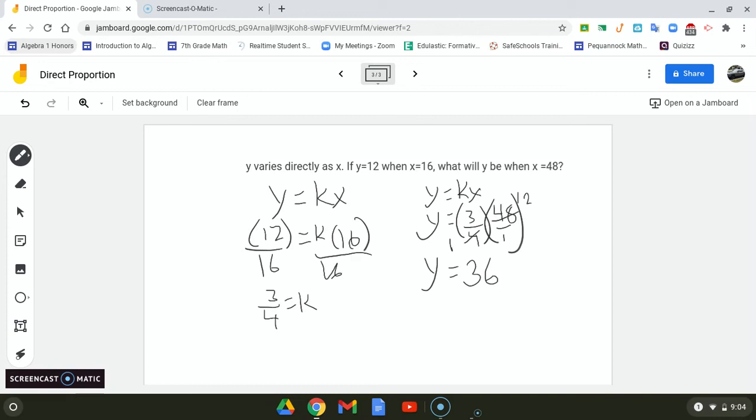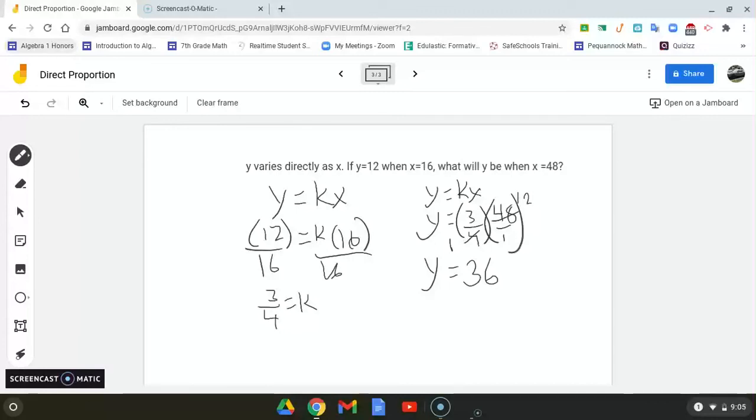So just like that, we're able to do these direct proportion problems because they are proportional. All of these numbers are going to make sense. It's going to be reasonable. Once you find k, you're going to know whether y is going to be bigger than x, or y is going to be smaller than x. All of those questions will be answered.